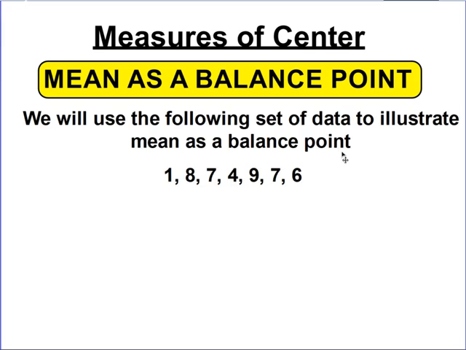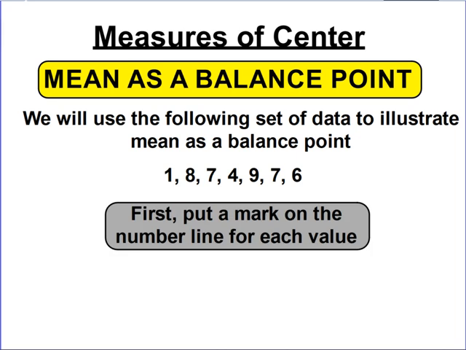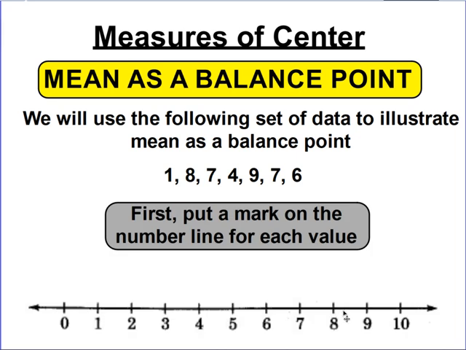So what we need to do is get a data set first. So here's a data set, and let's put that data set on a number line. So I have a number line here. I have my data set. So I'll put a dot at 1, a dot at 8, 7, 4, 9, 7, and 6. All the sets of numbers from here are now on my number line.